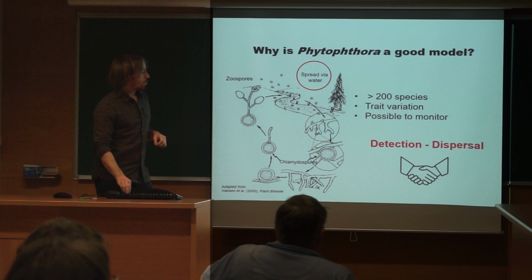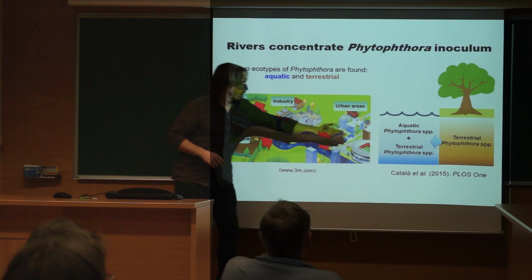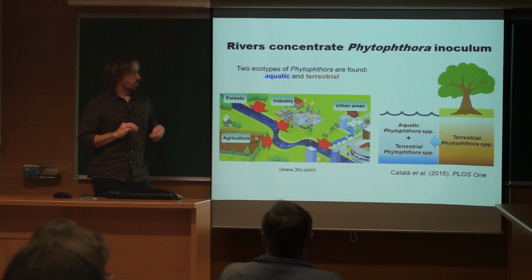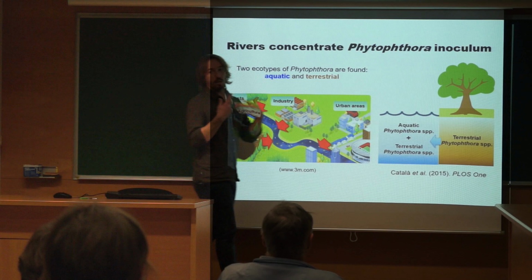Okay. Before we start with the research, another thing I have to mention is that there are two ecotypes. If we go to the river, Phytophthora is not a fungus, it's a bit related to algae, so it likes water a lot. So we will find two types of Phytophthora in the river: the ones that actually live in the water, and the ones that come from land and are washed out into the water. So you have these two types.